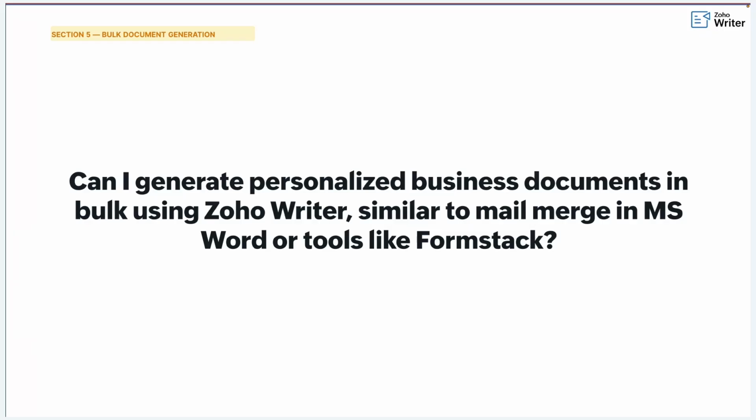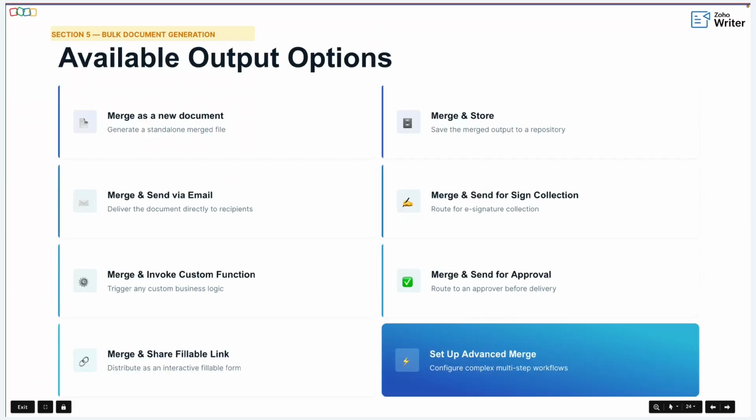Yes, you absolutely can. And it goes quite a bit further than the traditional mail merge. So let's say you're in a retail company and you've just onboarded 50 new vendors. Each one needs a personalized agreement with their name, payment terms, and product categories filled in. Doing that one by one is painful. That's exactly where Zoho Writer merge comes in.